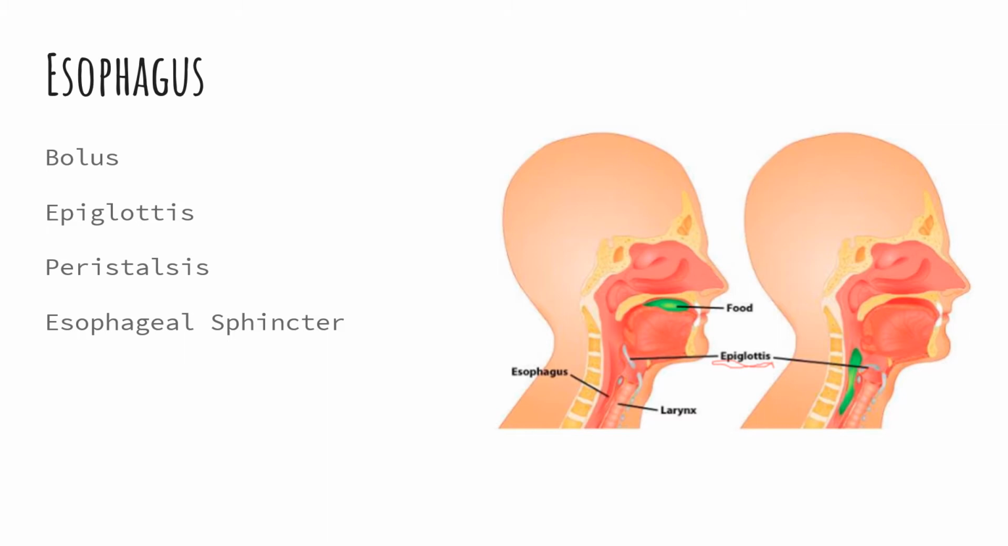And then the esophageal sphincter will lie at the base of the esophagus, where it attaches to the stomach, and the purpose of that is to keep food in the stomach and not coming back up the esophagus. Especially, as we'll see when we get to the stomach, hydrochloric acid is produced there. We definitely don't want hydrochloric acid coming back up our esophagus.